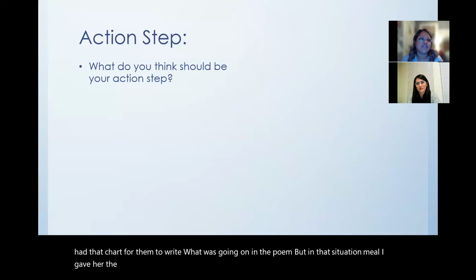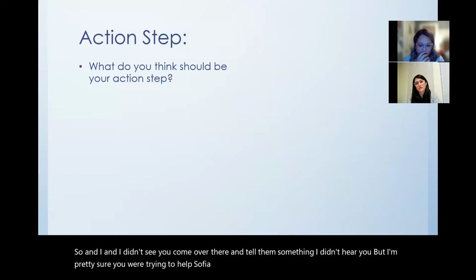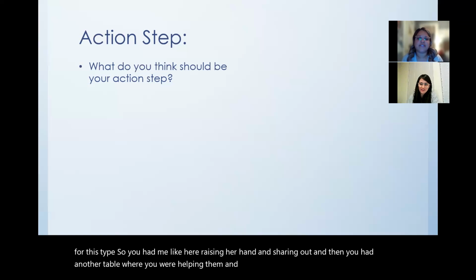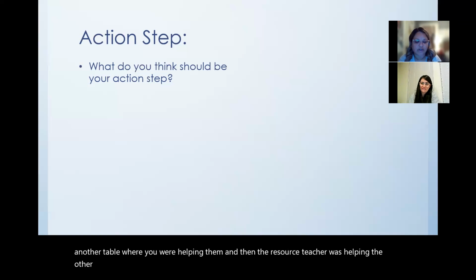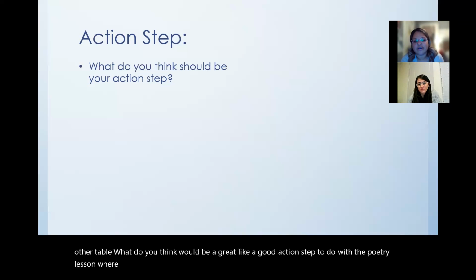I did see you come over there and tell them something. I didn't hear you, but I'm pretty sure you were trying to help Sophia out. What do you think an action step would be for this? So you had Mila here raising her hand and sharing out, and then you had another table where you were helping them, and then the resource teacher was helping the other table. What do you think would be a good action step for the poetry lesson when kids get stuck?